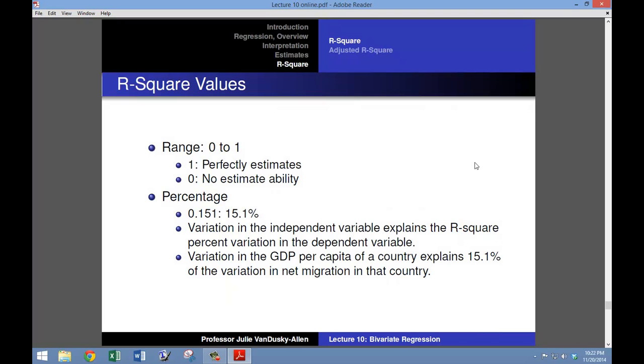An R-squared ranges from 0 to 1. Values close to 1 indicate that the independent variable estimates the dependent variable well. Values close to 0 indicate that the independent variable estimates the dependent variable poorly. In our example, the R-squared was 0.151. You move the decimal place over 2 places to the right and make this value a percentage. Then you state the variation in the independent variable explains the R-squared percent variation in the dependent variable. Or in this case, variation in GDP per capita of a country explains 15.1% of the variation in the net migration in that country.